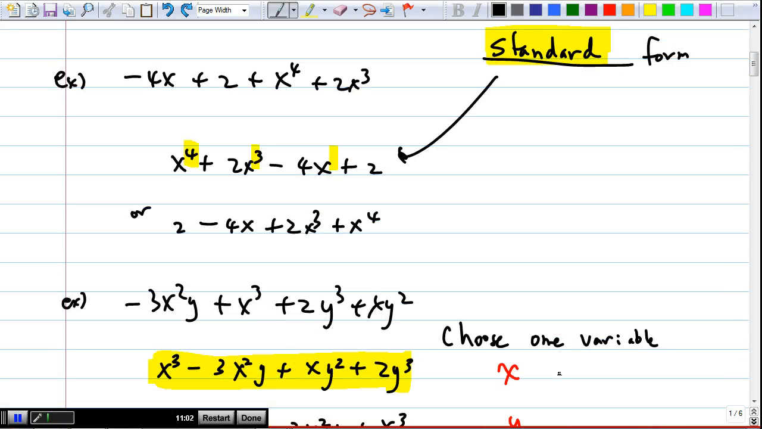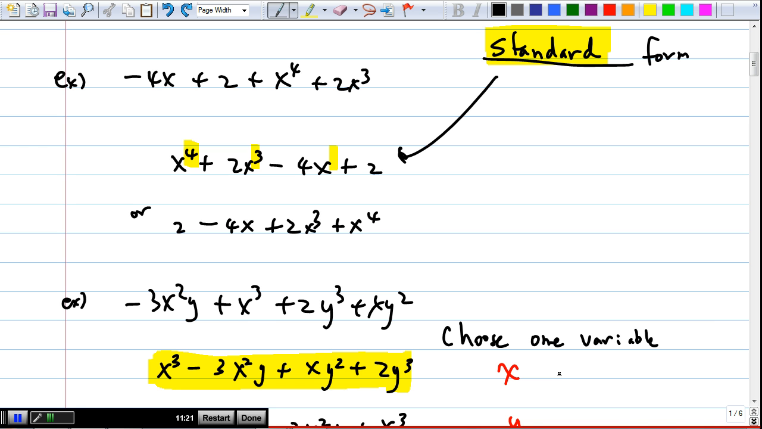So if you were to choose x as your variable for the exponent, if there are more than one variable, you just choose one. And which one do you choose? Normally, you choose one in alphabetical order, whichever comes first. Could I have chosen y to rearrange them? Yeah.